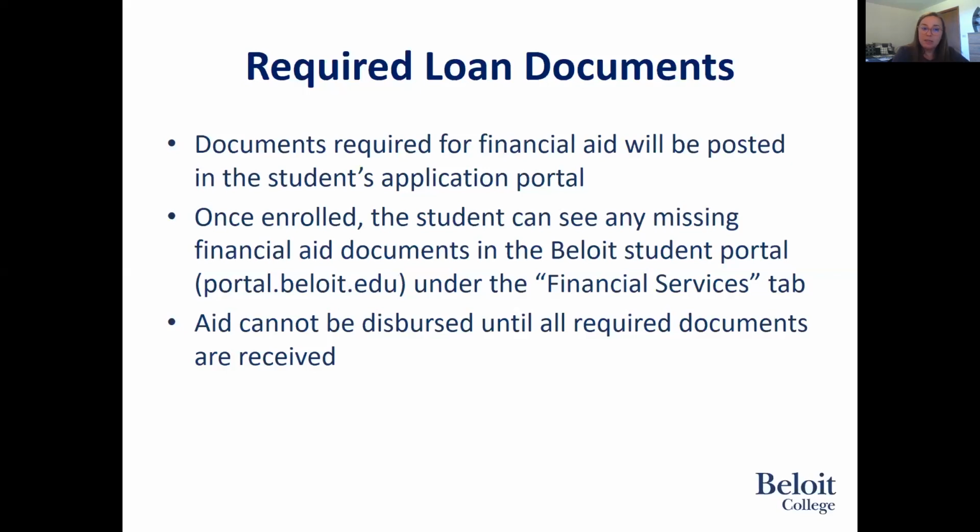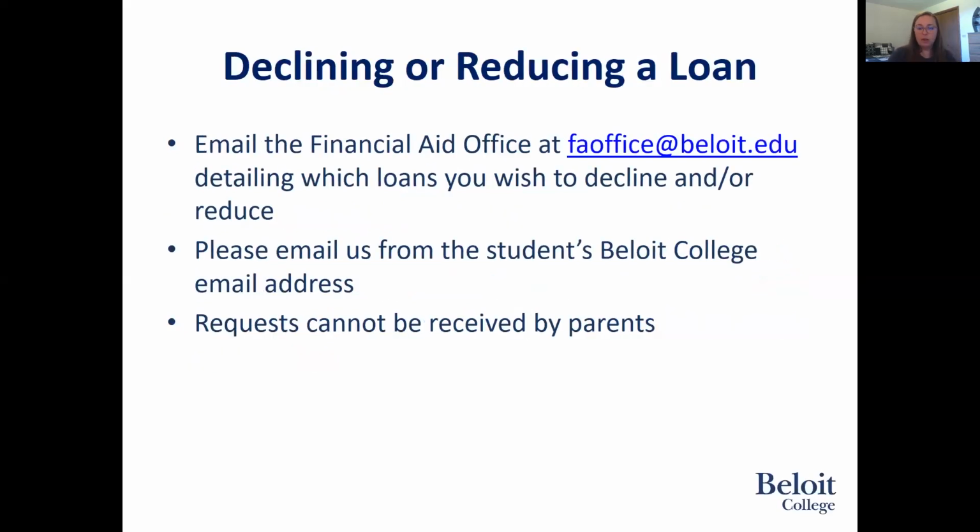Bills are released at the beginning of July, and we want you to be able to see those loans on your bill. So please try to get that done as soon as you can. And then the requirements that I'm going to talk about, some you only have to do once and you're done. Some you have to do every single year, and I'll point those out for you. But first, let's talk about how to decline or reduce your loans.